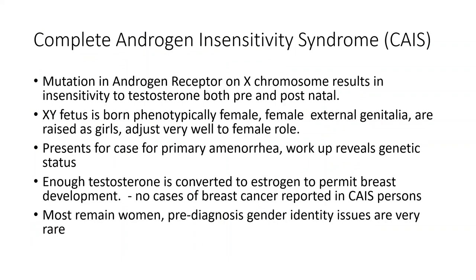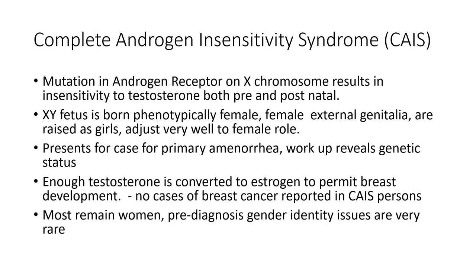Complete androgen insensitivity syndrome. These people are born XY, but they have a mutation in their testosterone receptor so that the fetus is born as a phenotypical female. They appear to have a vagina. They're generally raised as girls, and they adjust very well to the female role.